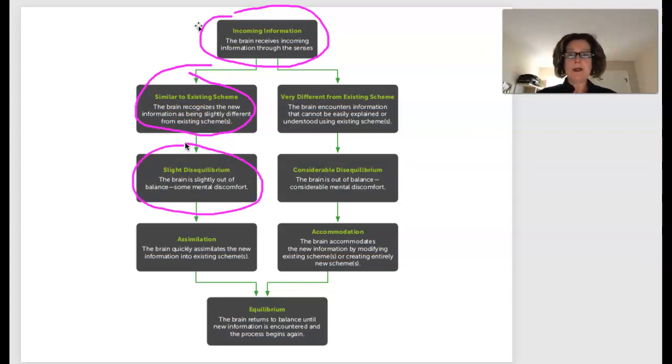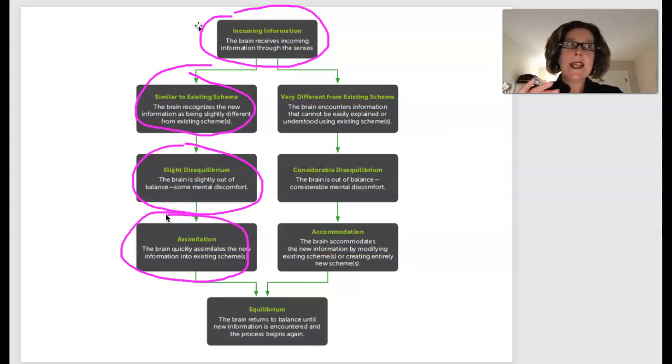So disequilibrium is when the brain is slightly out of balance. There's a little bit of mental discomfort. It's kind of like, what is happening here? That cat is actually a little bigger than mine, but it still meows, but it's not as fuzzy as mine. However, then the brain will quickly assimilate the new information to existing schemas.